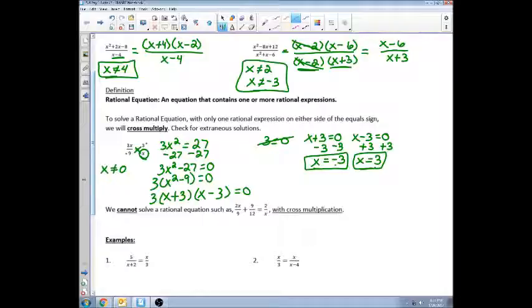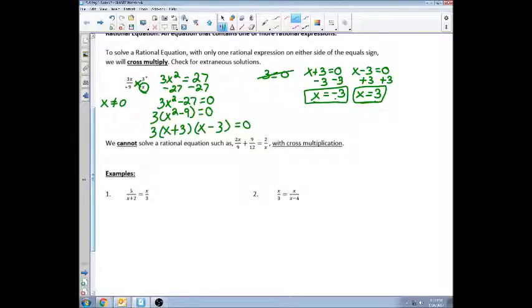Okay? Looking at the next part, we cannot solve a rational equation such as 2x over 9 plus 9 over 12 equals 2 over x using cross multiplication. The reason why is because of this side of the equal sign. Notice there are two fractions that are added together. I can only have two fractions total. I cannot have more than two fractions and be able to cross multiply. Okay? So let's look at number 1.